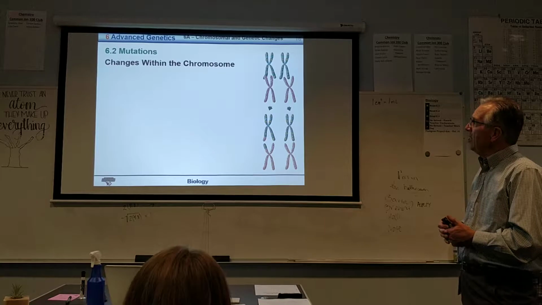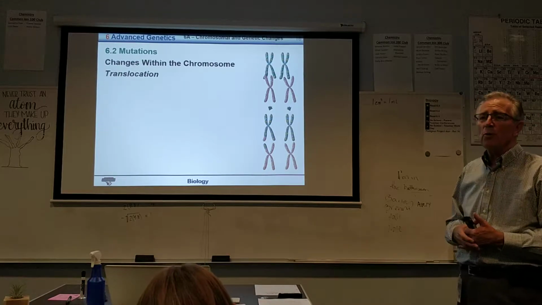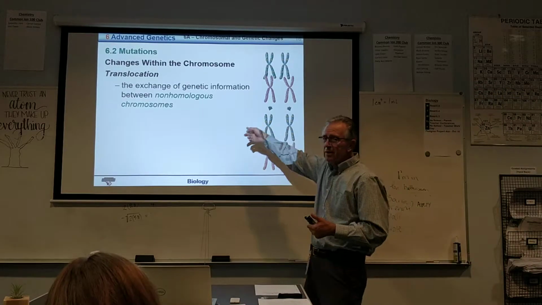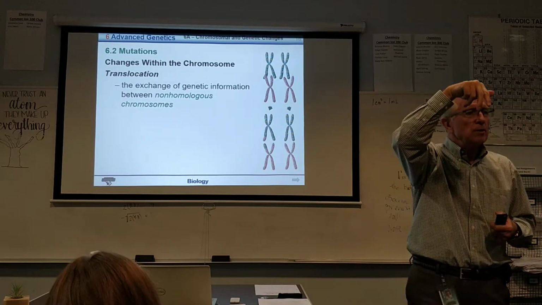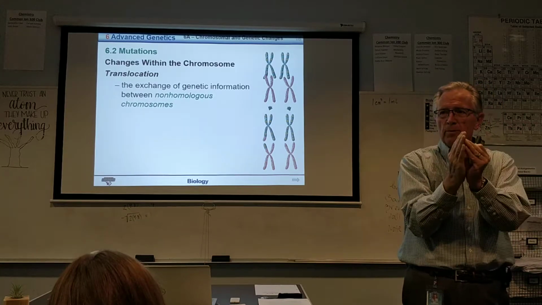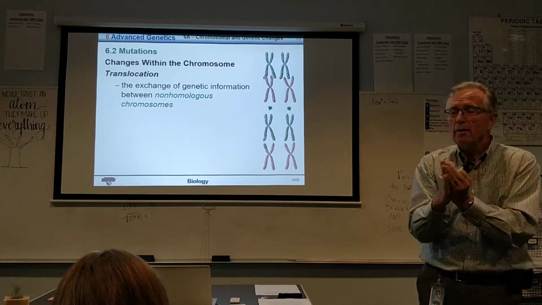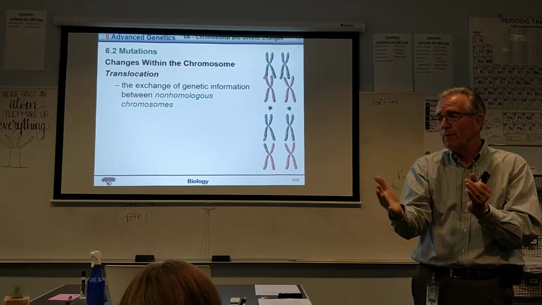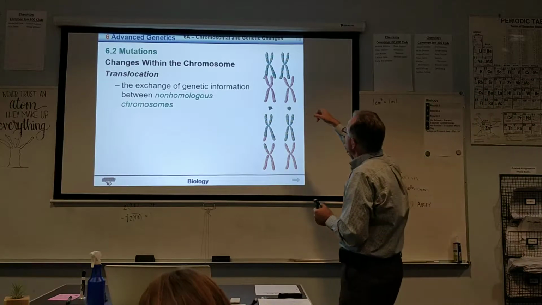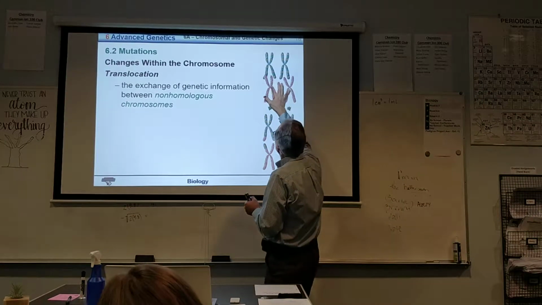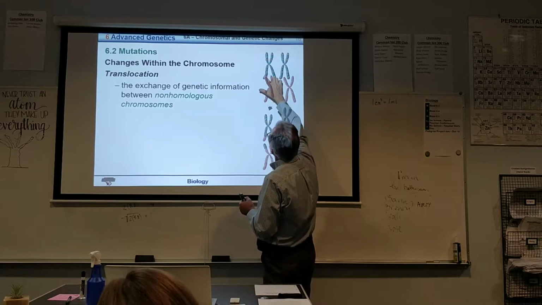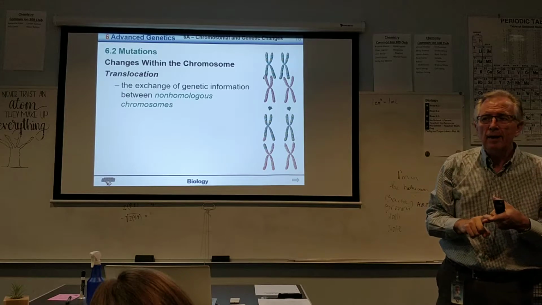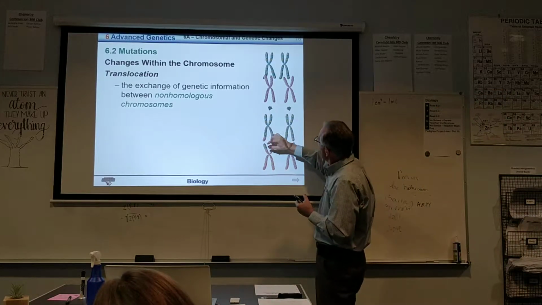Another kind of change within a chromosome is what we call translocation. Translocation doesn't happen between homologs, in other words, two chromosomes of the same pair, but between one chromosome of one pair and another chromosome of a different pair. And as you can see up here, we have two different pairs, and these happen to be lapping over the other, and they trade tips.